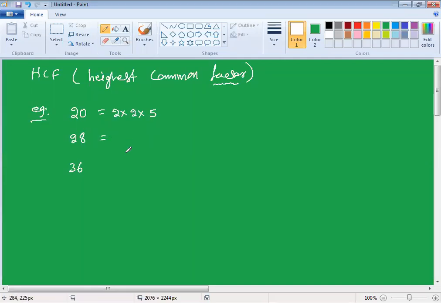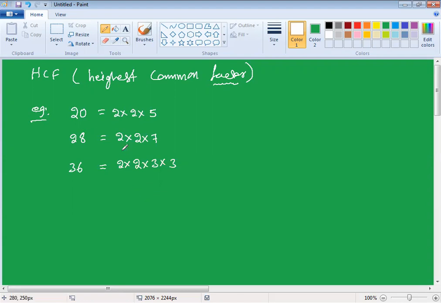So that's it. For 28 we can write 2 into 2 into 7. 4 sevens are 28. For 36 we can write 2 into 2 into 3 into 3. So 4 nines are 36. These are the factors for the given numbers. Now what I am asking is the highest common factor. How can we find that?